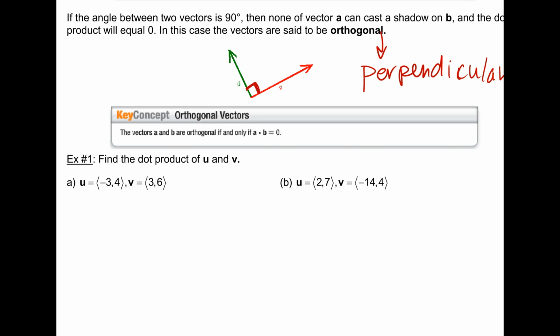If you find the dot product of two vectors that are orthogonal, it's going to be 0. How do you know something's orthogonal? The dot product is 0, or it's drawn and they're 90 degrees between each other. So it's when you have two vectors forming a 90-degree angle.